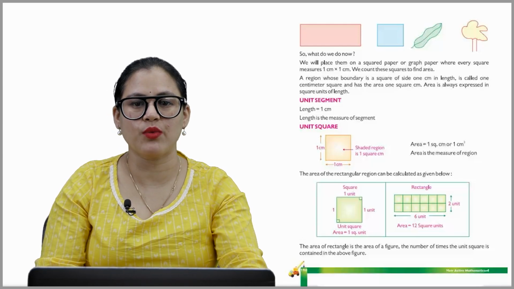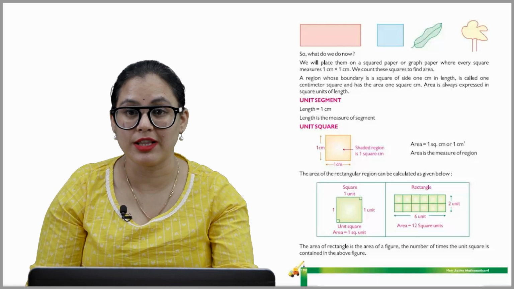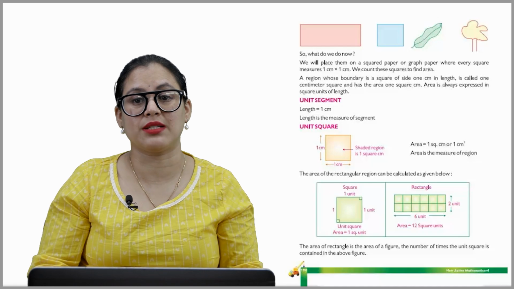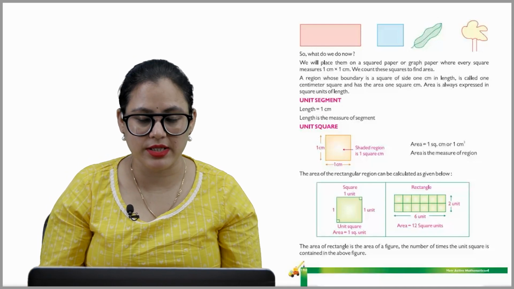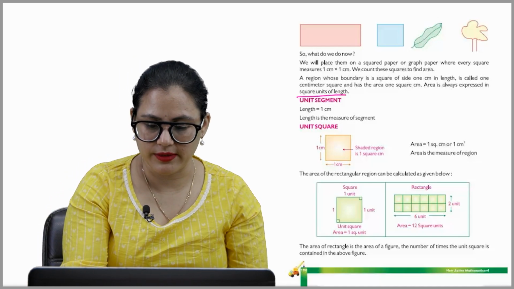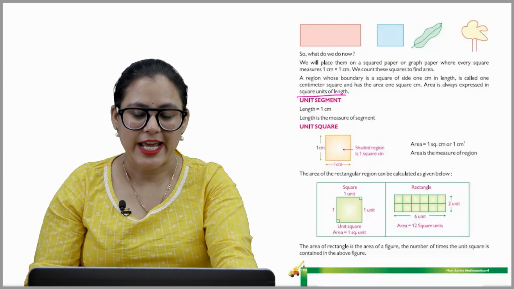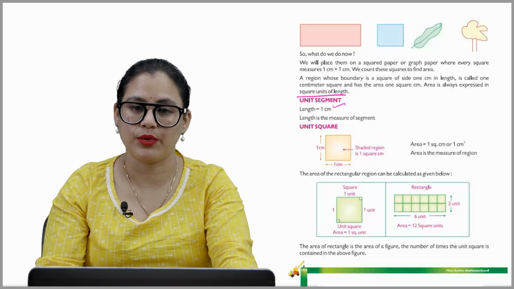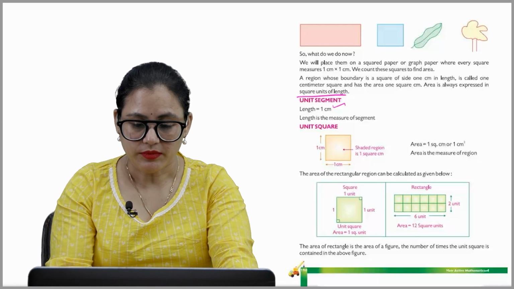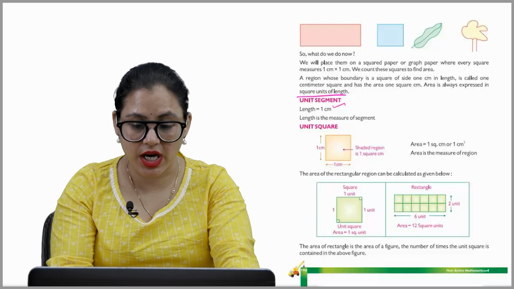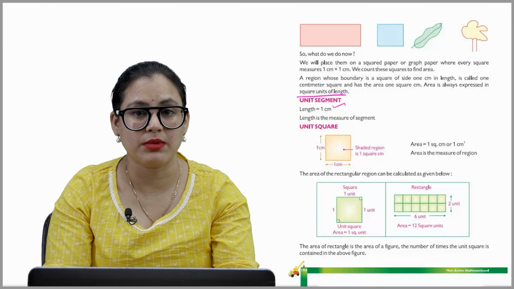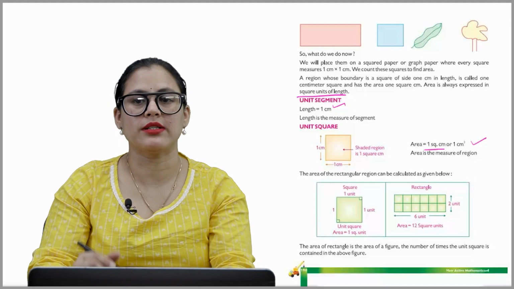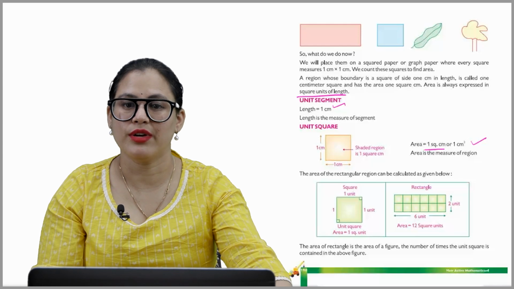A region whose boundaries are a square of side 1 centimeter in length is called 1 centimeter square and has an area of 1 square centimeter. Area is always expressed in square units of length. Unit segment length is equal to 1 centimeter. Length is the measure of a segment. Okay. Unit is square. See, 1 centimeter, 1 centimeter. Shaded region is 1 square centimeter. So area is 1 square centimeter, or you can also write like this, 1 cm squared.